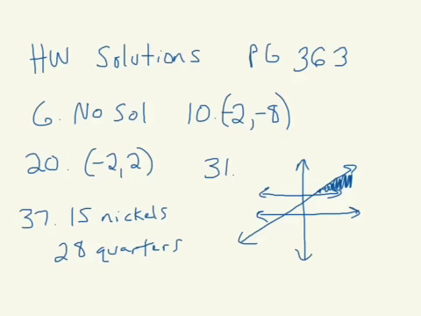Number 6, the answer is no solution. Number 10 is negative 2, negative 8. Number 20 is negative 2, positive 2. Number 31, you should add a graph that looks like the one we have displayed here on the slide. And then for number 37, you should have had an answer of 15 nickels and 28 quarters.